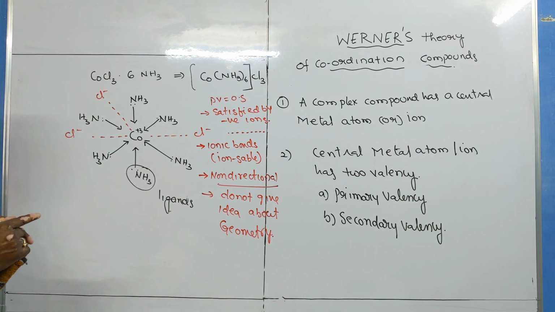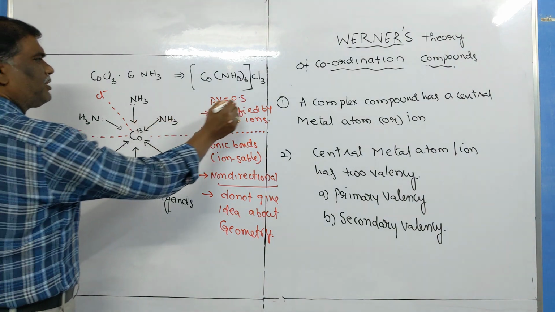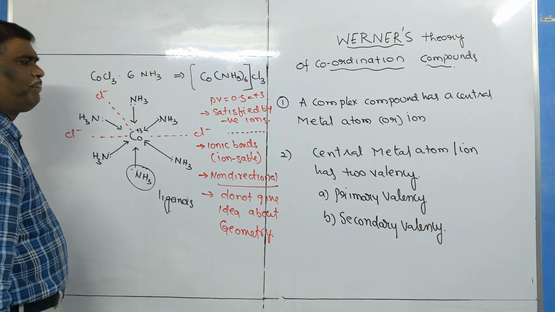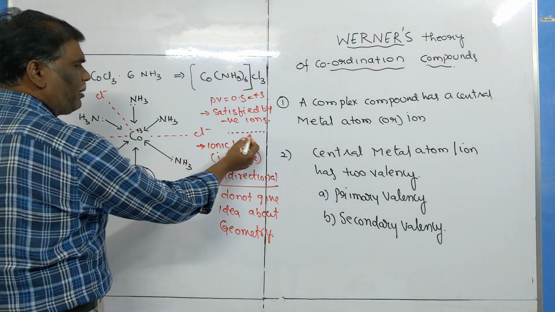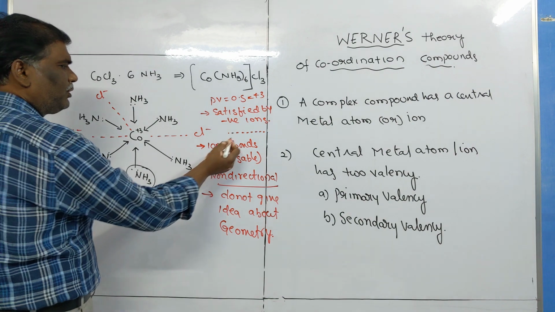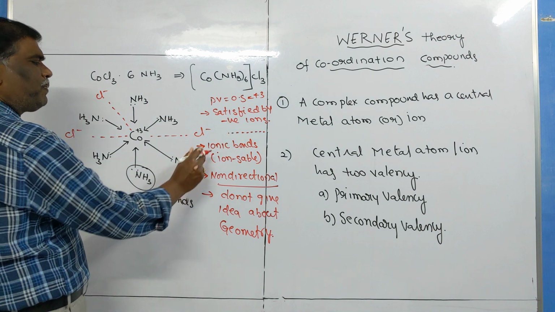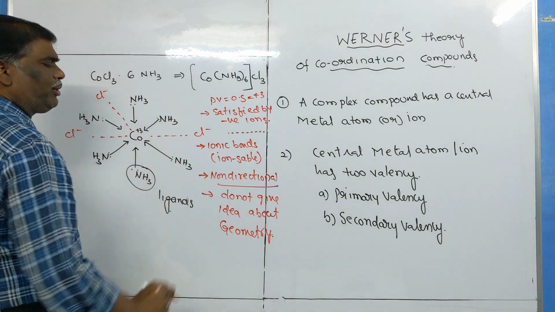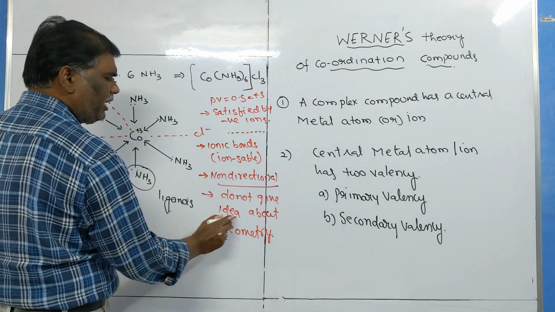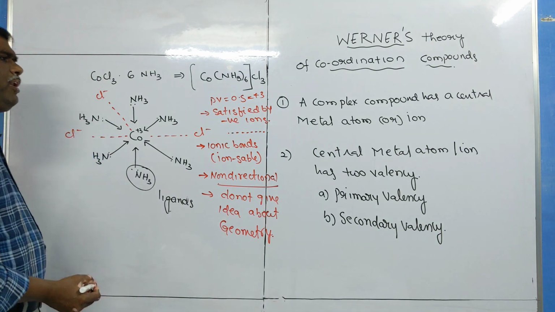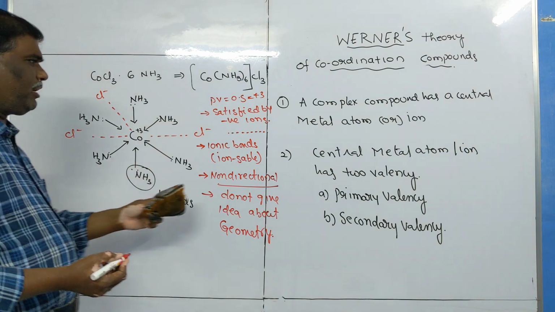The points I am recalling: primary valency is equal to the oxidation state. In this case, the oxidation state is 3, so primary valency is 3. Primary valency is satisfied by negative ions. These are represented by dotted lines. Dotted lines represent ionic bonds. Ionic bonds are ionizable. Ionic bond is non-directional, so it does not give any idea about the geometry. This is about the primary valency.